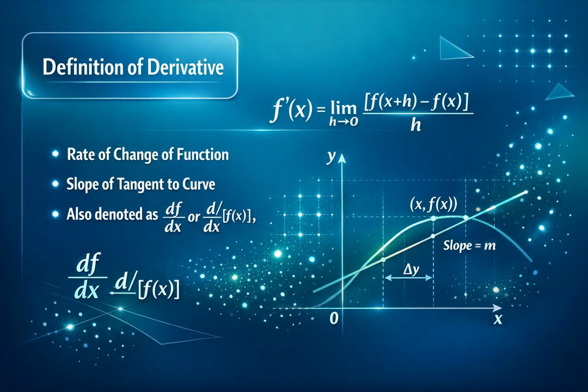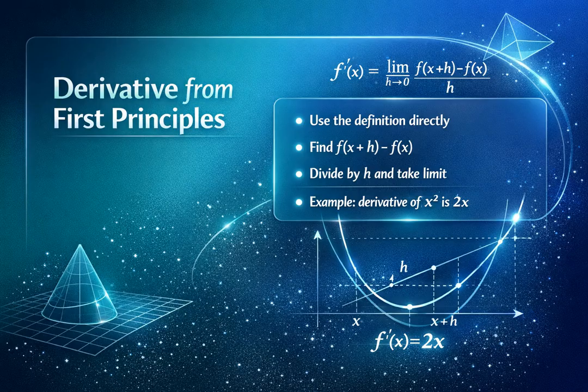This gives the slope of the tangent to the curve y equals f of x at any point. Other notations include dy over dx or d over dx of f of x. Finding a derivative from first principles means using the definition directly. Calculate f of x plus h minus f of x, divide by h, simplify, then take the limit as h approaches 0. For example, the derivative of x squared: the difference quotient simplifies to 2x plus h, and as h approaches 0, we get 2x.